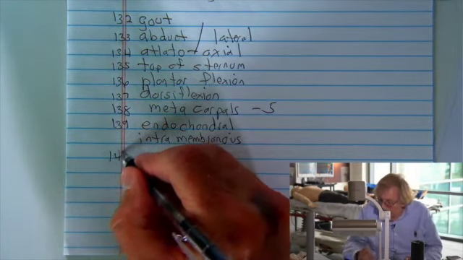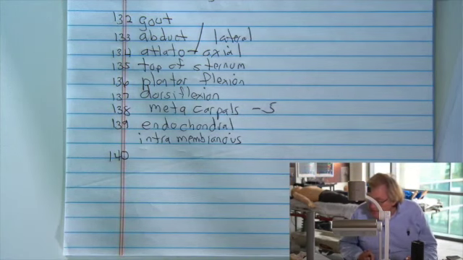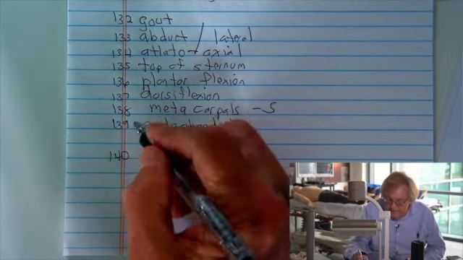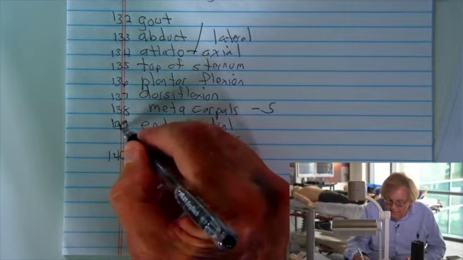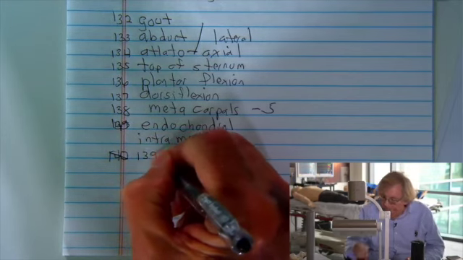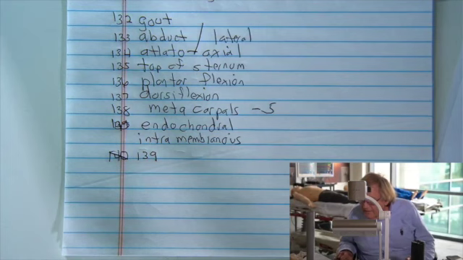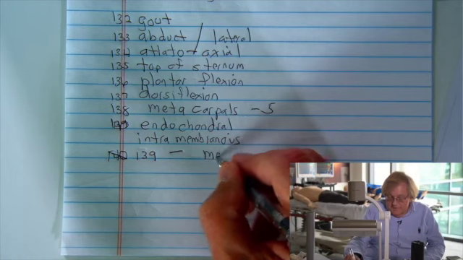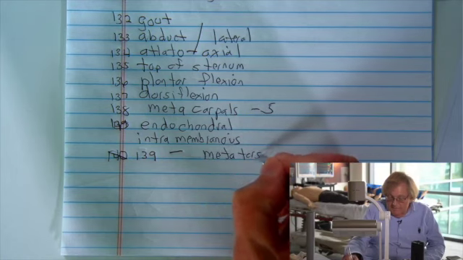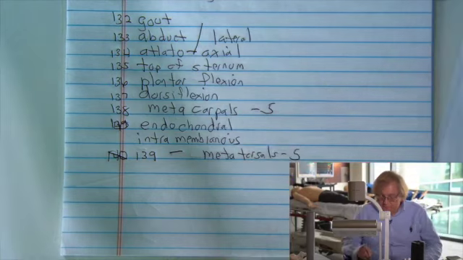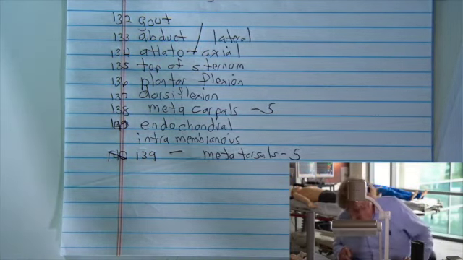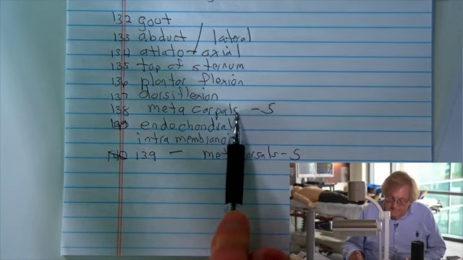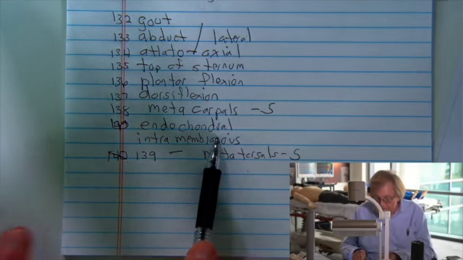Number 140. 140 is the two types of... I'm sorry, I missed one. That is 140 that I did here. So this is 139. And since 139 forms the arch, it is going to be my metatarsals. So remember, metatarsals is going to be 5 of those. So just make sure you make that correction. 139 is my metatarsals, 138 is my metacarpals, and then 140 are the two types of ossification.